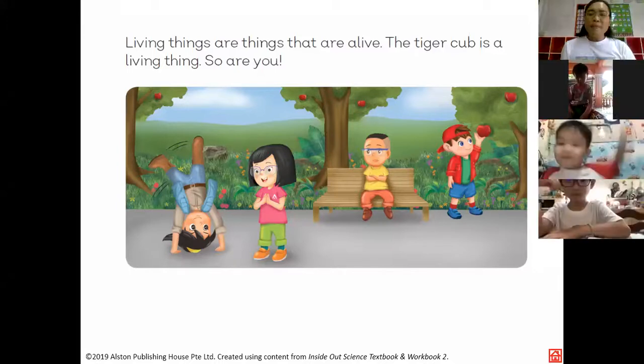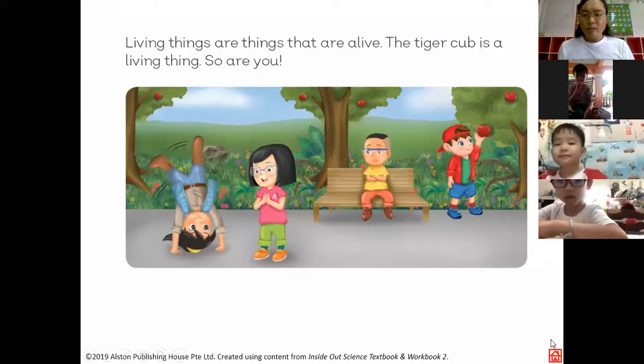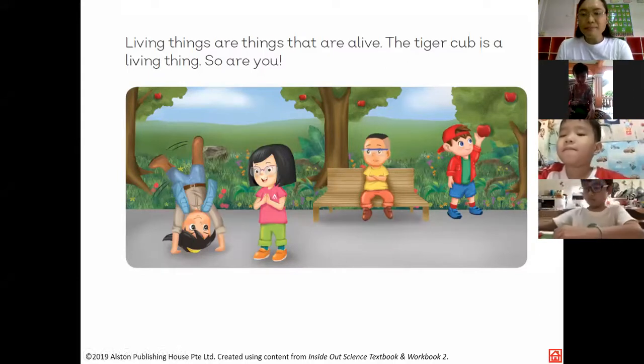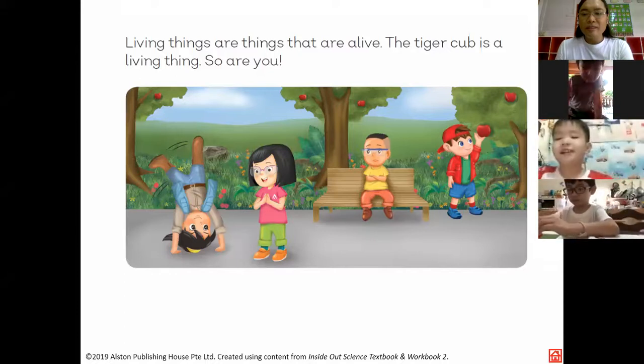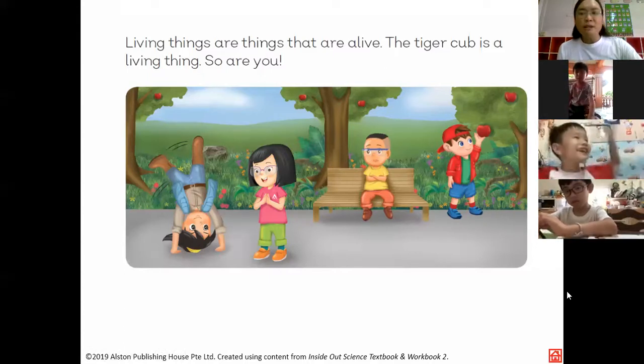Can you give me an example of a living thing? Kampi, can you give me an example of a living thing? Okay, Otto, can you give me an example of a living thing? A bird. A parrot, very good. Perm, can you give me an example of a living thing?